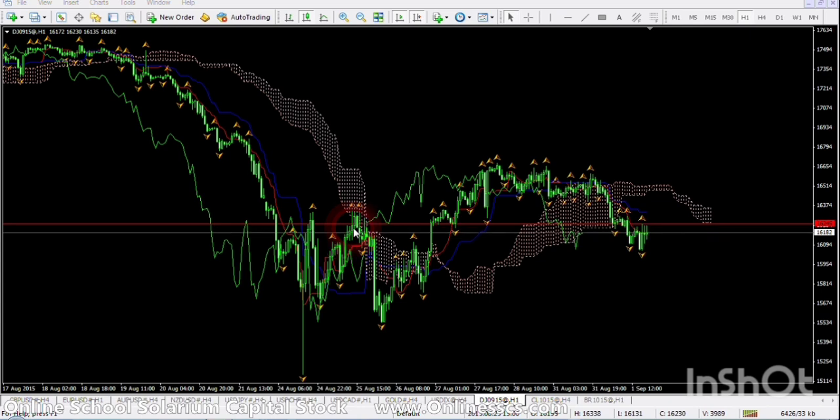Now we start teaching Ichimoku, and as I said, we will make the fourth term just about Ichimoku, about the techniques, the points and the rules in this indicator.